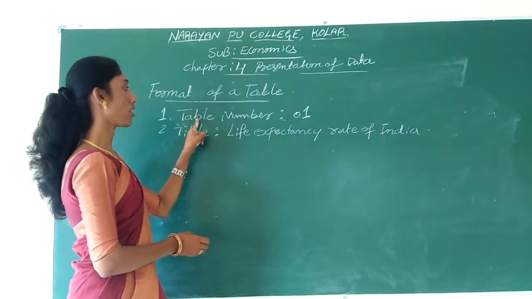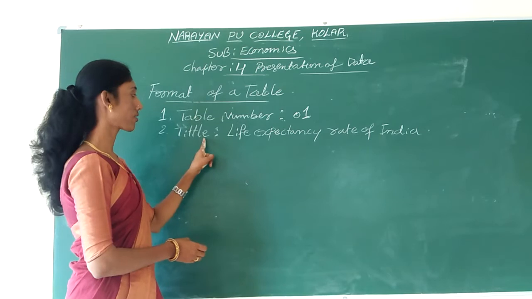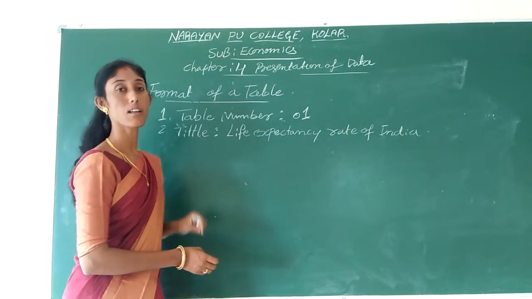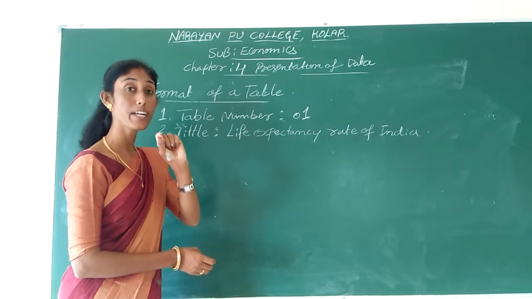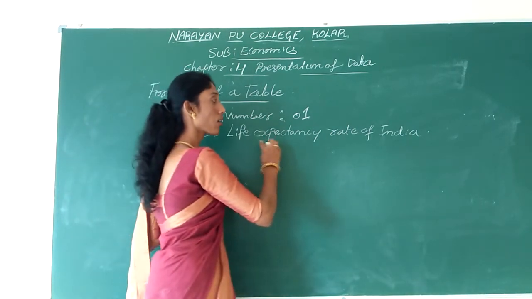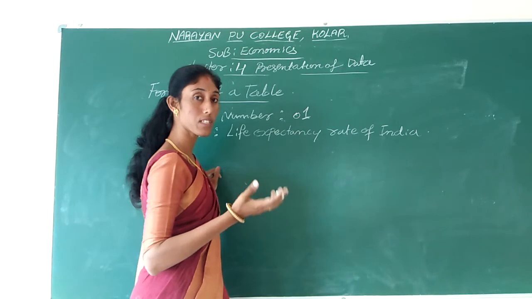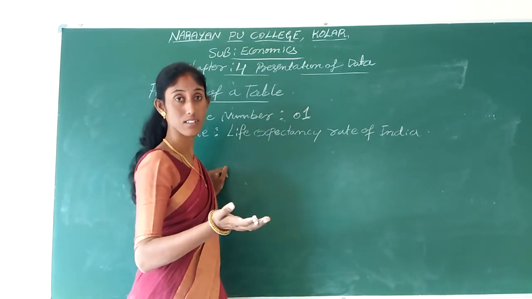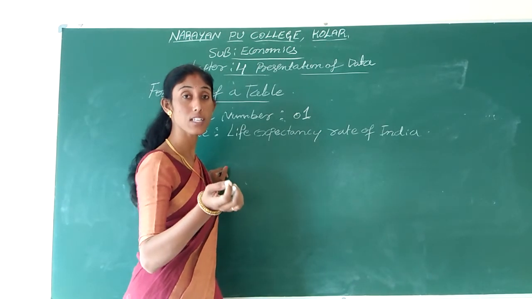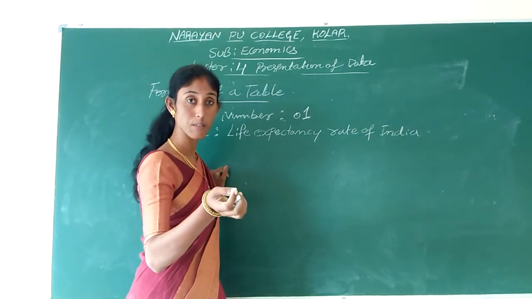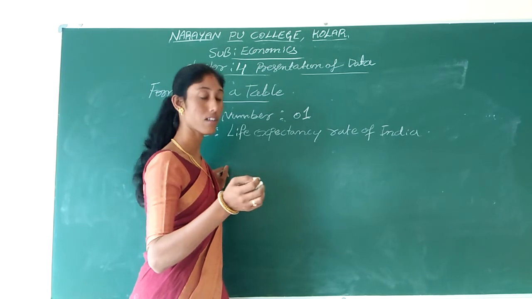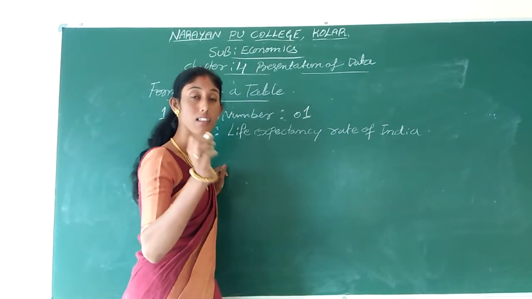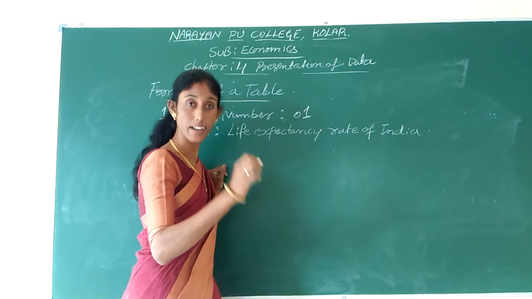Next, first is the table number. After the table number, we need to give a title of the table. After the title we must have a head note. Head note means, if you are measuring life expectancy in months or days or weeks or years, in which form we are measuring the life expectancy of people. Now we are measuring the life expectancy in years. That will be mentioned in the head note.